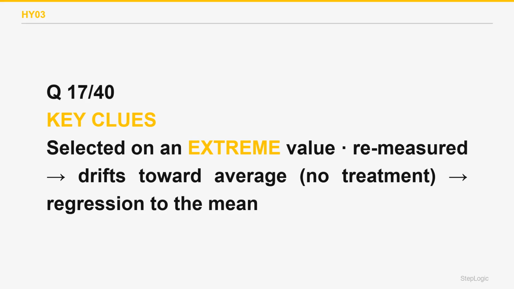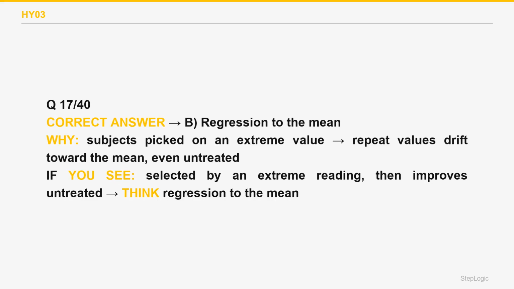Regression to the mean is a statistical phenomenon. When people are chosen because of an extreme measurement, their later measurements tend to move back toward the average, simply because part of the extreme was random fluctuation. Here, the very high initial readings partly reflected chance, so repeat readings fall even without any treatment. The correct answer is B.